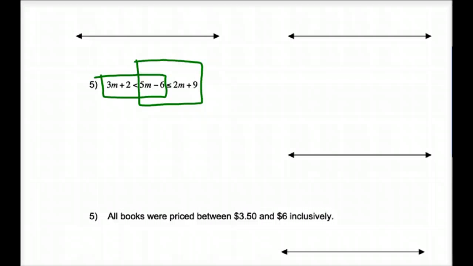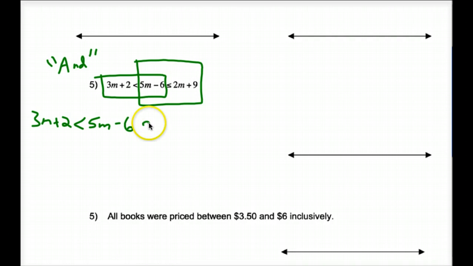Who knows if this is an and or an or problem? I do. It's an and problem. Whenever they write them all together, that's definitely an and problem. But you have to break it up the way I just boxed things. 3m plus 2 is less than 5m minus 6. There's the first box. And, Henry, how do you write the second one? 5m minus 6 is less than or equal to 2m plus 9. Nice. These get long.